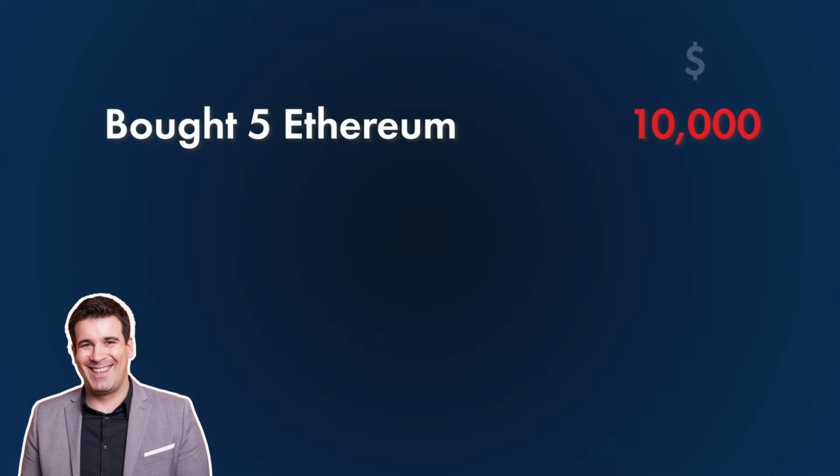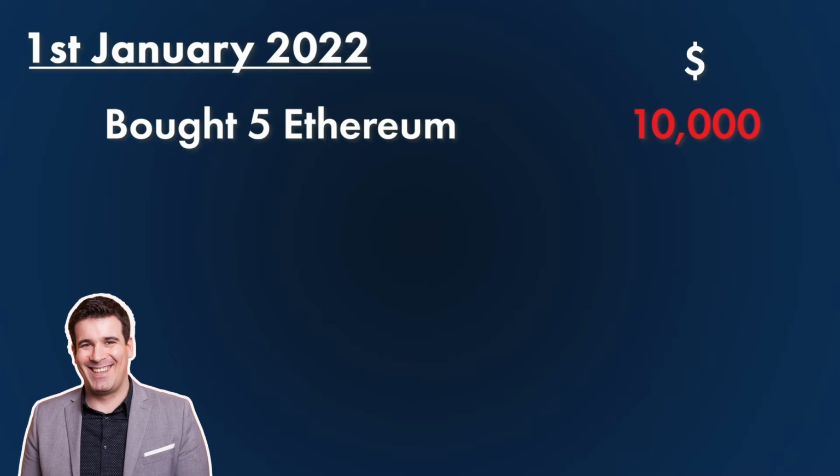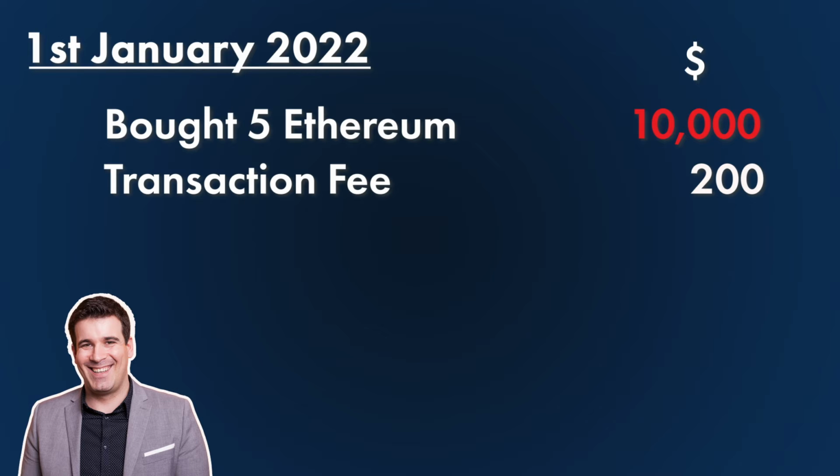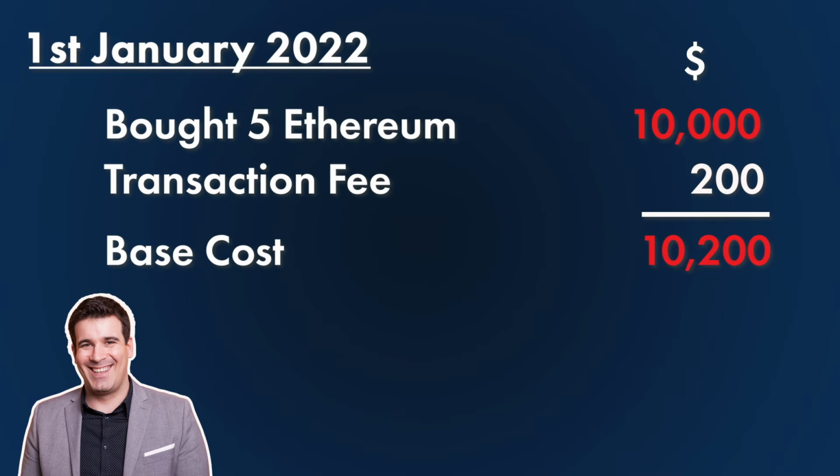So Roger bought 5 Ethereum on the 1st of January 2020 for $10,000, pricing each Ethereum at $2,000. The exchange he used charged him $200 in transaction fees that allowed his Ethereum to be included on the distributed ledger blockchain. His cost basis is therefore $10,200.